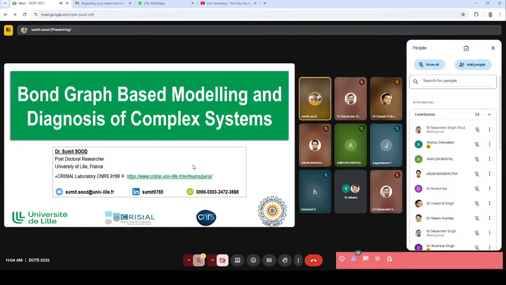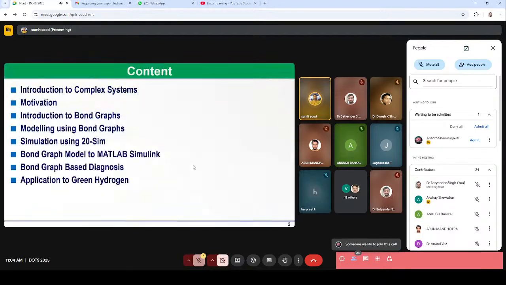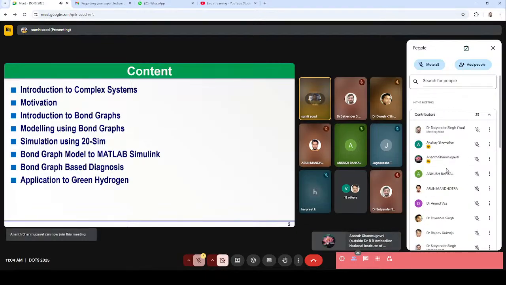So hello everyone. Today we are going to discuss one of the modeling techniques that we use here at University of Lille for developing models for different complex multiphysics systems. This will be the content that we'll be going through during this presentation. First we will see what these complex systems are, and then we will see what the motivation for modeling these systems is and what the uses of the models are. And then we will see the bond graph approach that I'm going to introduce.